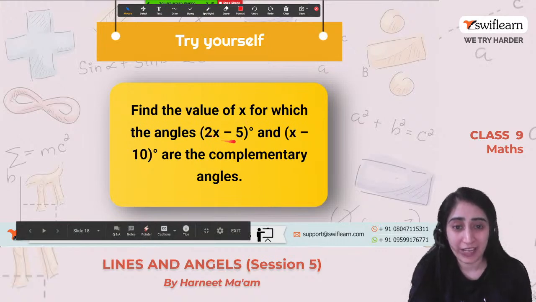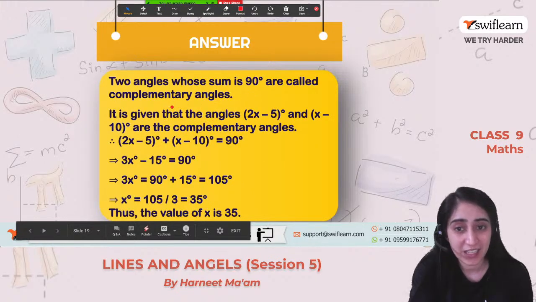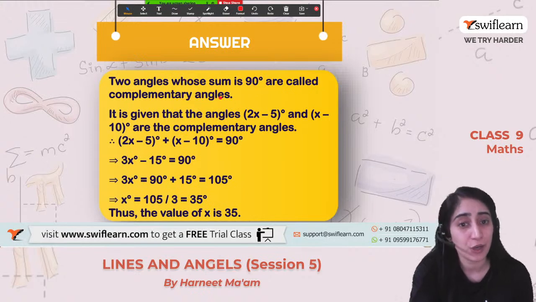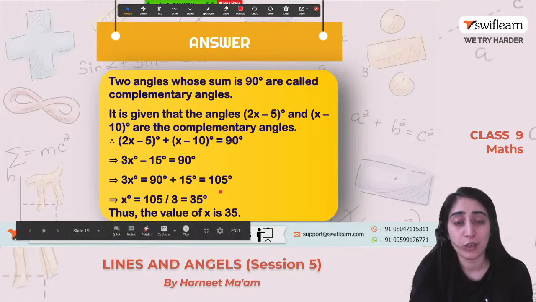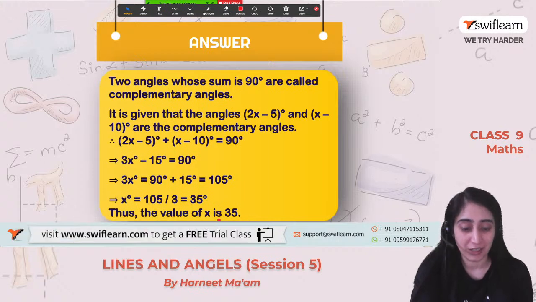So that means we'll add 2x minus 5 plus x minus 10 and put it equal to 90 degree, because angles whose sum is 90 degree are called complementary angles. So on adding both the angles and putting it equal to 90 degree, we get 2x plus x, that comes out to be 3x, minus 5 minus 10, minus 15, which equals 90 degree. 3x equals 90 degree plus 15. So this negative goes on the other side, becomes positive. On adding, we get the value of 105 degree. Now, dividing it by 3, the x value is 35 degree. So, yes, the value of x would be 35 degree.